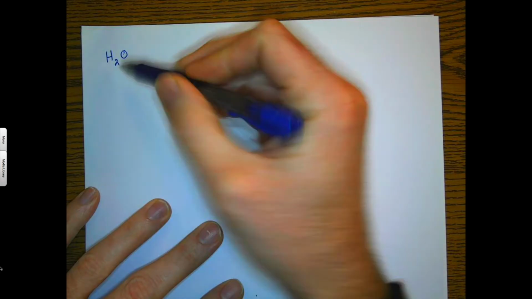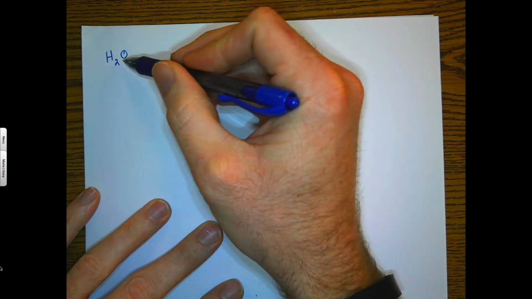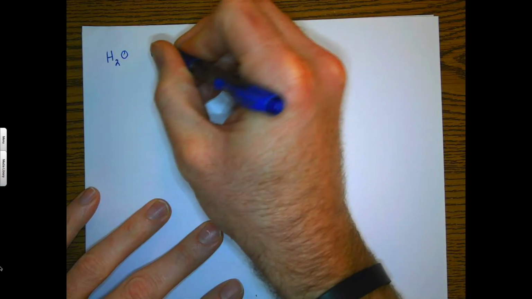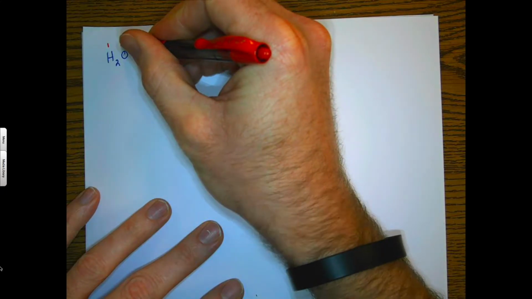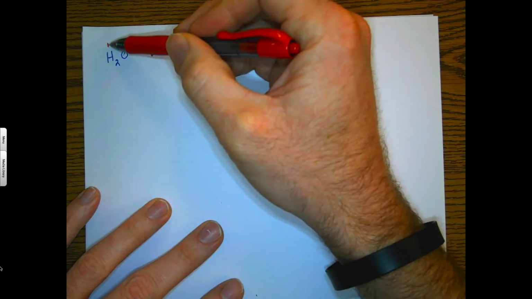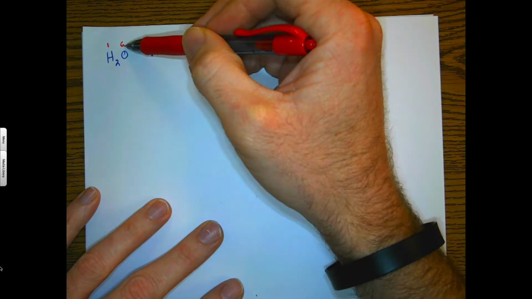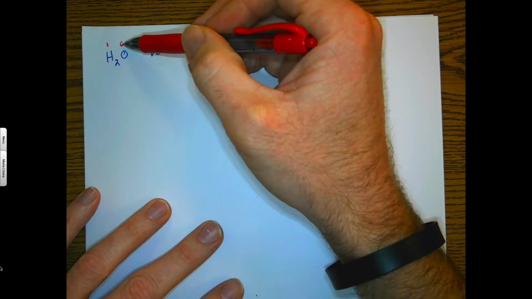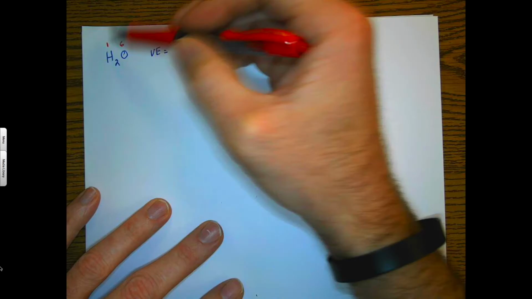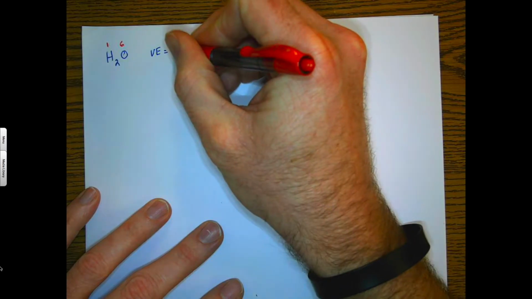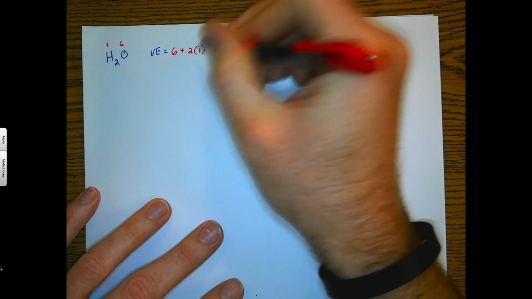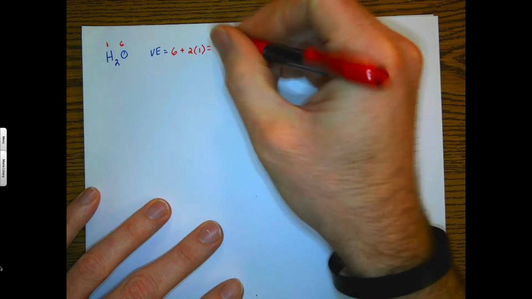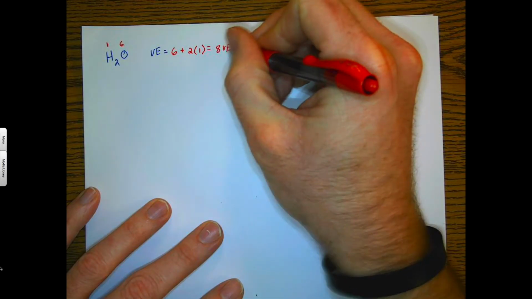we will count up the number of valence electrons. Hydrogen has 1 valence electron, and then oxygen has 6. We can find that off the periodic table. Hydrogen is in the first group, and then oxygen is in group 16, or group 6A. So oxygen has 6. And then there are 2 hydrogens, so we're going to multiply 2 times 1. And so we have 8 total valence electrons.